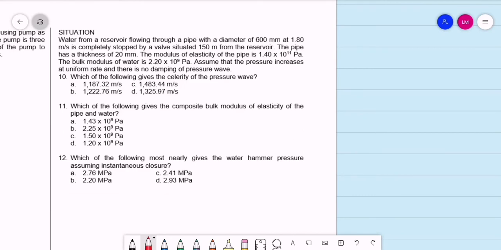The modulus of elasticity of the pipe is 1.4 times 10 raised to 11 pascals. Okay, the bulk modulus of water is 2.2 times 10 raised to 9 pascals. Assume that the pressure increases at uniform rate and there's no damping of pressure wave. Okay, number 10. So which of the following gives the celerity of the pressure wave?